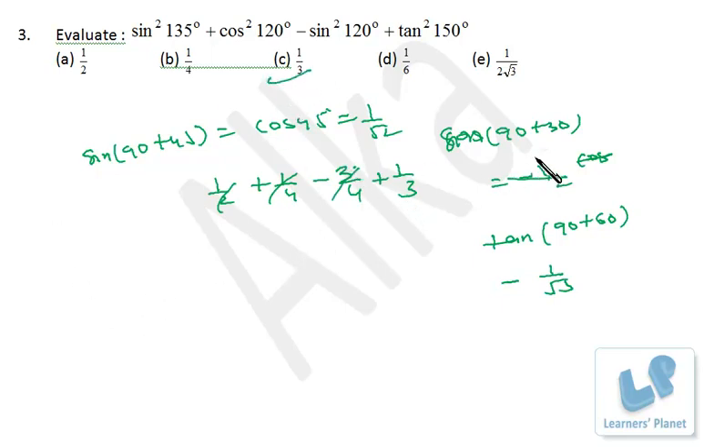So if you know the conversion of one trigonometric ratio to another, then quickly you'll be able to solve this problem. It won't take more than 30 seconds of yours. Okay.